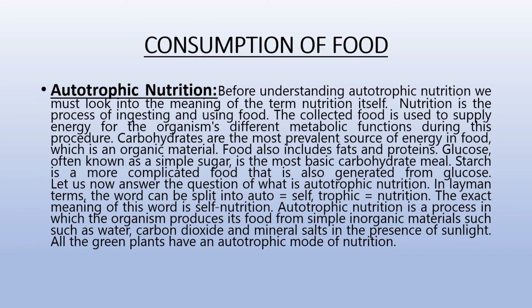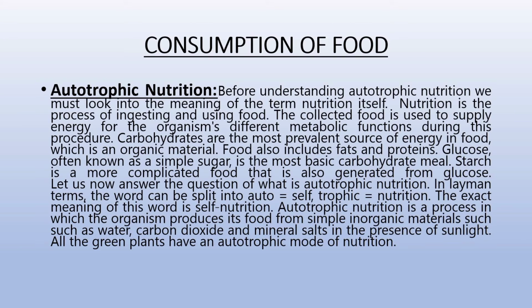During this procedure, carbohydrates are the most prevalent source of energy in food, which is an organic material. Food also includes fats and proteins. Glucose, often known as simple sugar, is the most basic carbohydrate. Starch is a more complicated food that is also generated from glucose. Let us now answer the question of what is autotrophic nutrition.